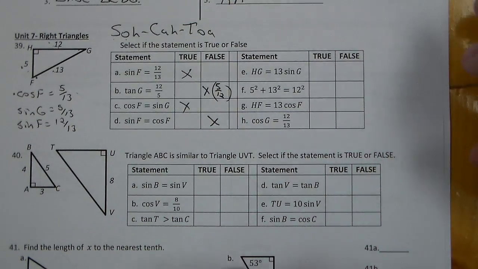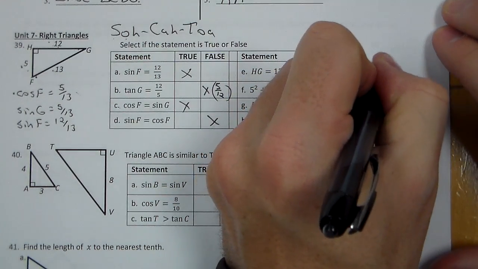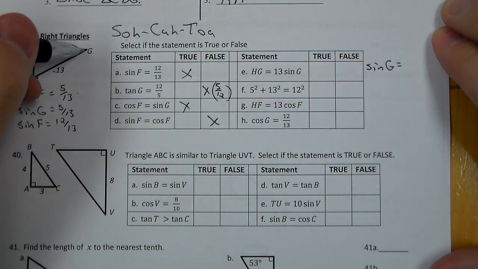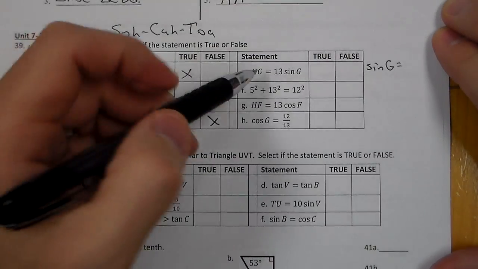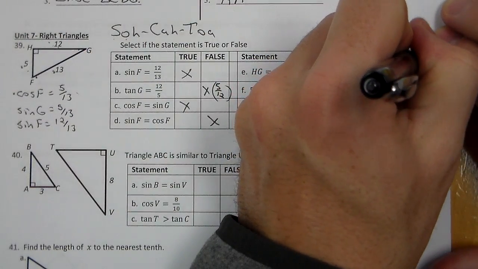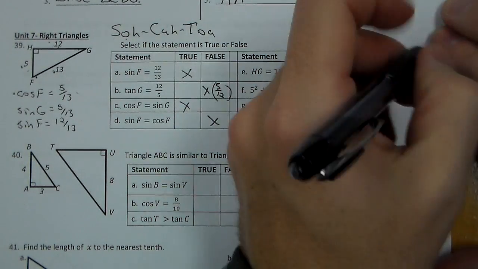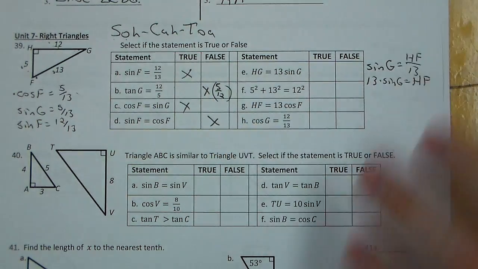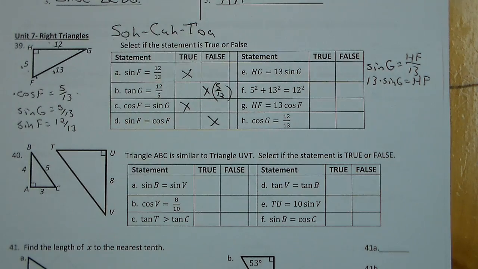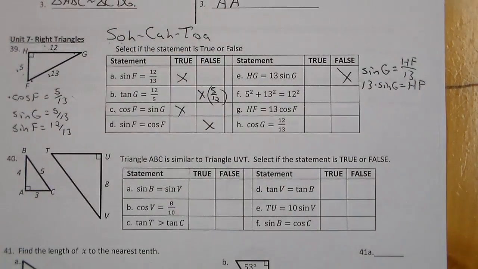hg equals 13 sine g. That looks like one they're trying to solve. So let's start. What if I just wrote sine of g? Sine of g is opposite over hypotenuse. Well, I wrote 5 over 13 earlier, but it looks like I could write hf over 13. If I did that, it becomes 13 times sine g equals hf, which is not what we're looking for. It does not match. For hg, it looks like cosine of g would work, so that's false.